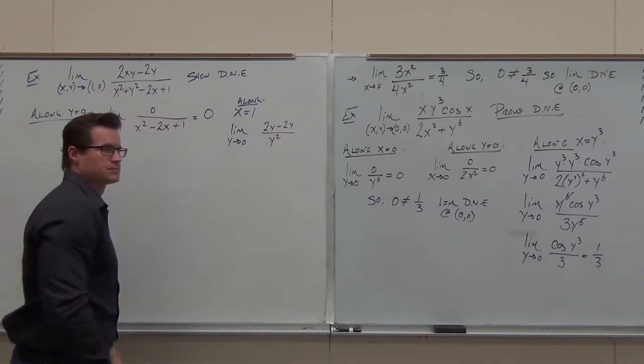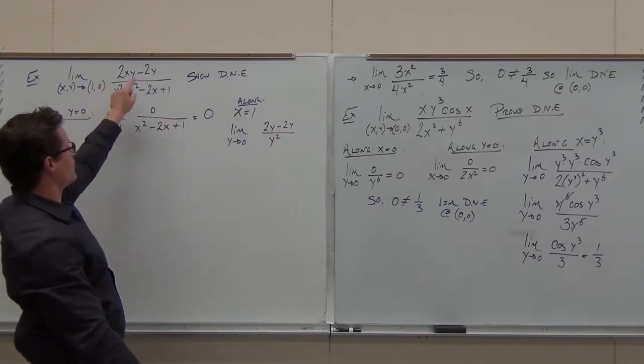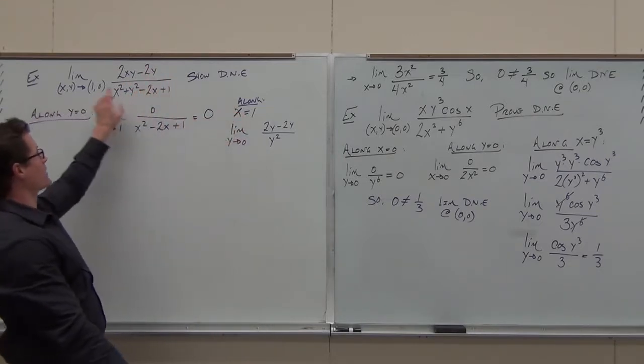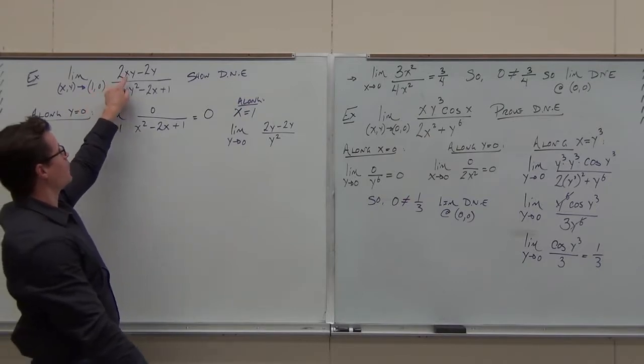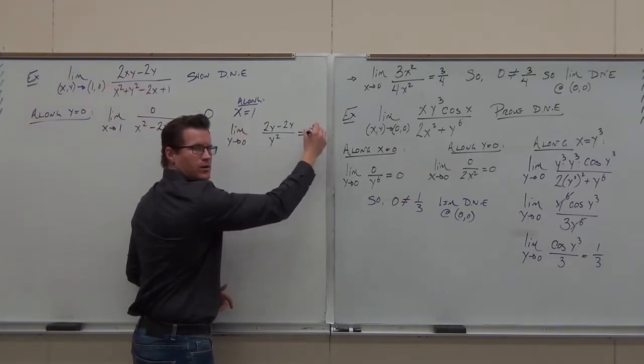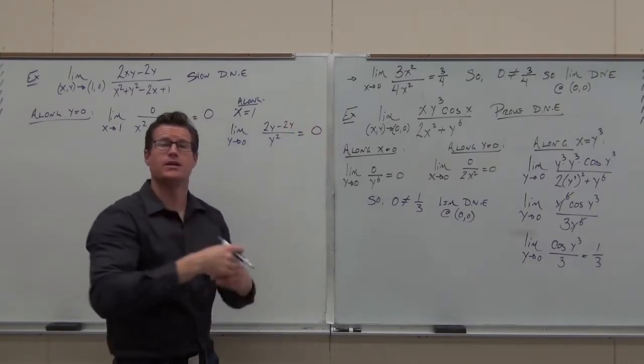We get that, because we have 1 minus 2 plus 1. The only independent variable left is y. Y has to approach 0. I got 1 here, so what's that limit? Come on. Does it do anything? So we need another path.